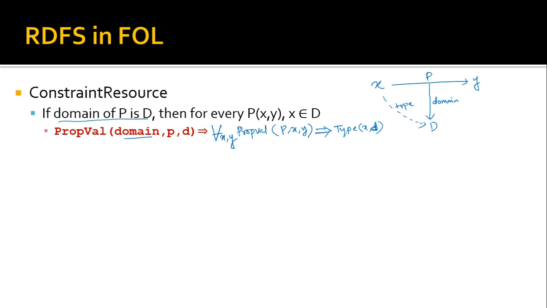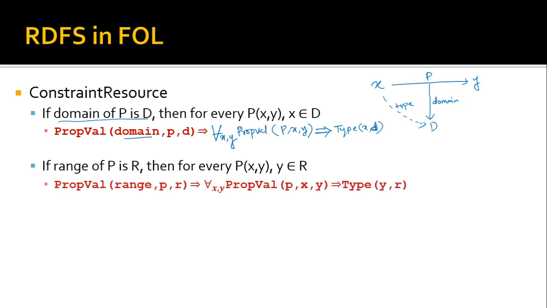And how can we do the similar thing for the range? Basically we have the same thing. If you have something like P(x, y), then the type of y is R. We are defining the range here.